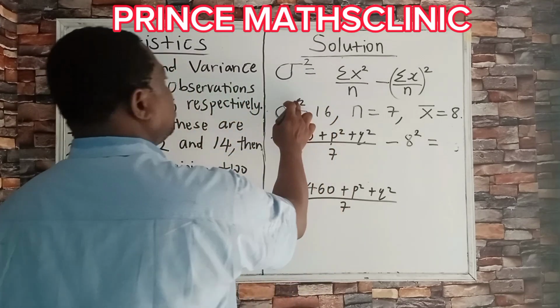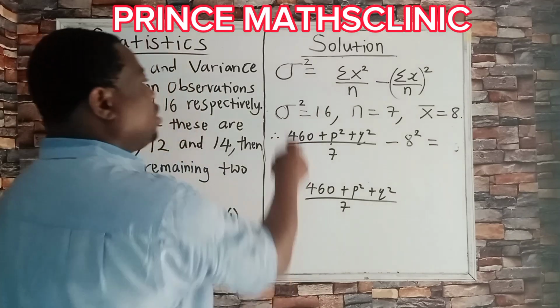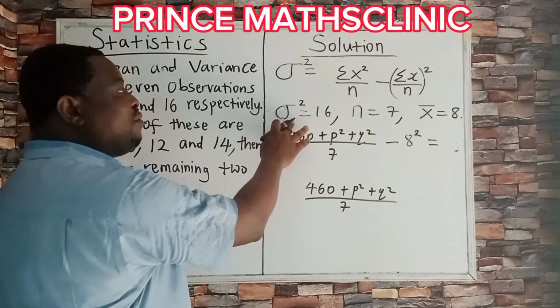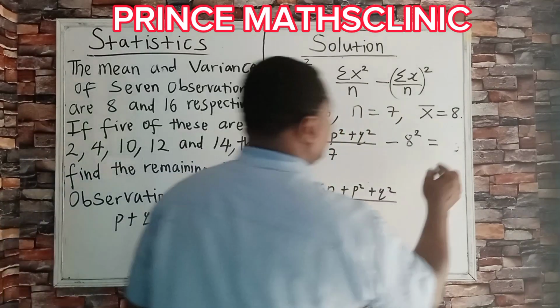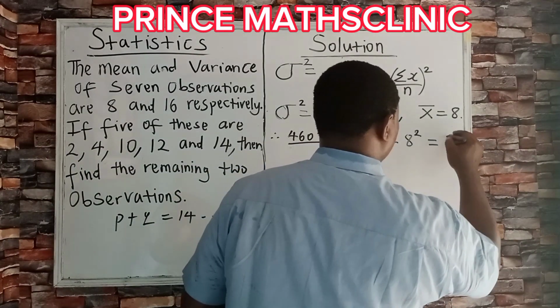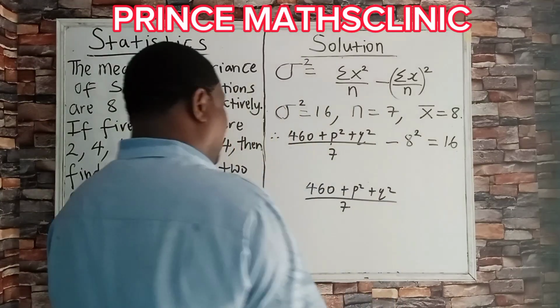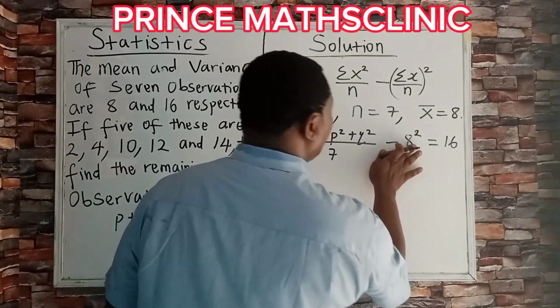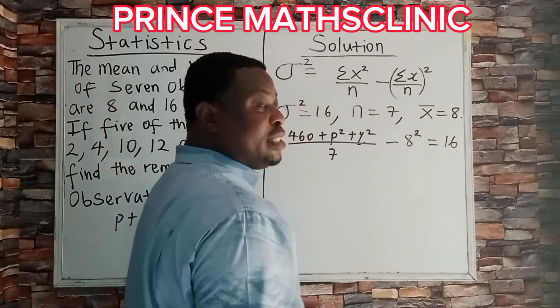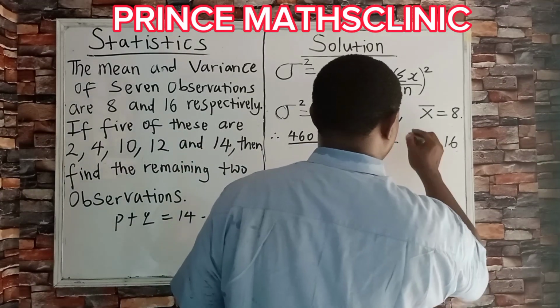Sorry, I didn't put a square before. I'm putting a square now. So the formula for variance is this, and my variance is 16 from the question. So I will equate this to 16. Therefore, I simplify this by first of all making sure my 8 squared is the same as 64. So I'll put 64 here.